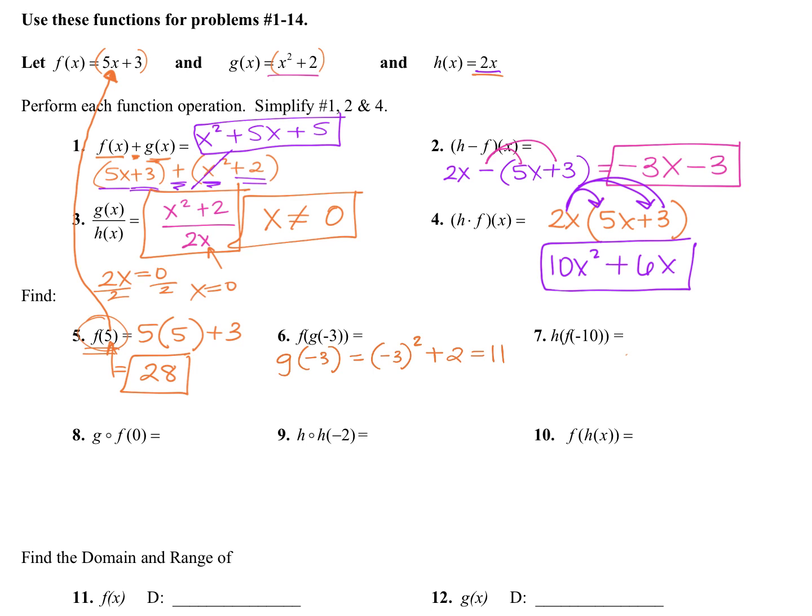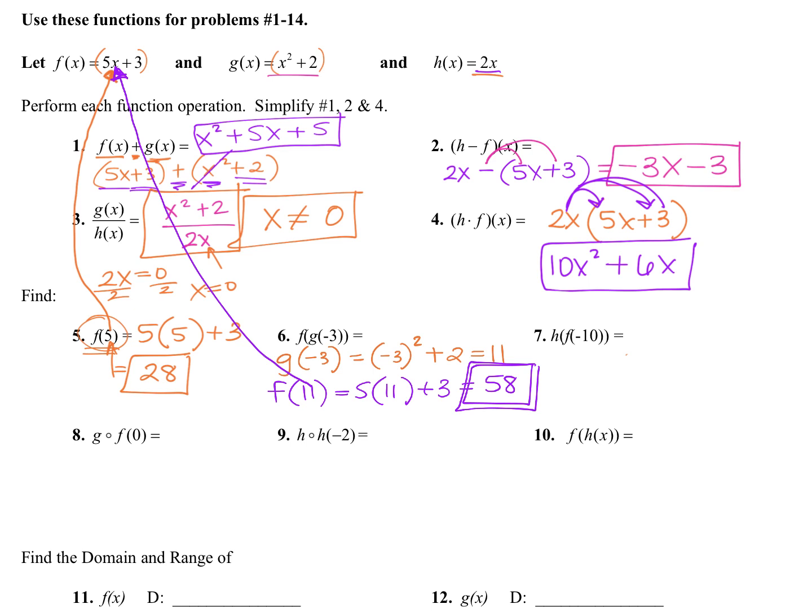What do you do next? Yes. Plug it in for f. Plug it into the f of x function. So now we're doing f of 11, right? So that 11 is going to go right here. 5 times 11 plus 3. So 55 plus 3 is 58. Please put circles or boxes or highlight your answers, by the way.